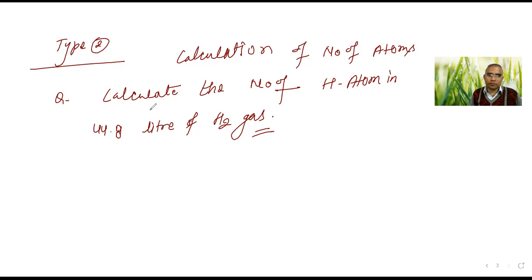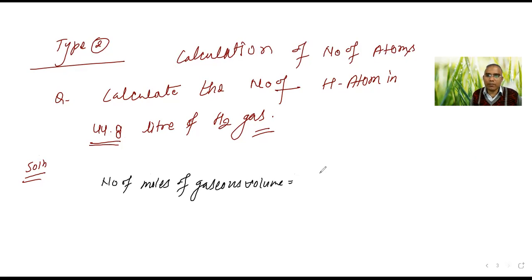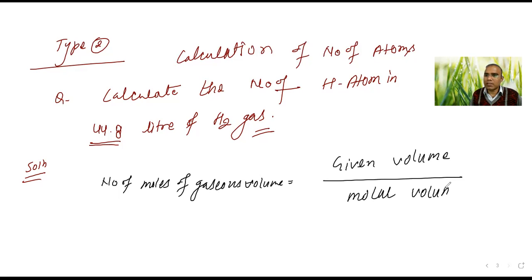What can we do? This is the given volume. Just now I told you. See the solution, a little bit patiently. Number of moles of gas, for gaseous volume, is equal to the given volume divided by the molar volume. It's very simple, like what we were doing previously.